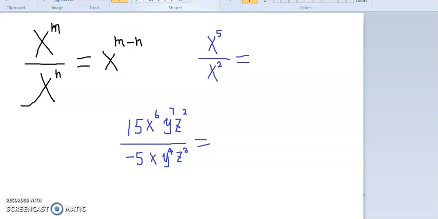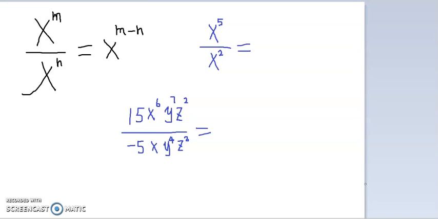In this video, we're going to look at a formula for exponents. When we divide x to the m by x to the n, the formula says that we can keep the base x and subtract the exponents. And notice it's the top exponent m minus the bottom exponent n.